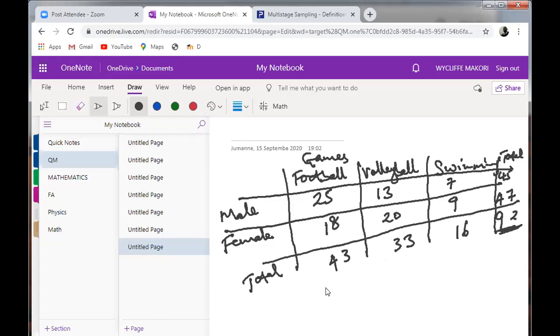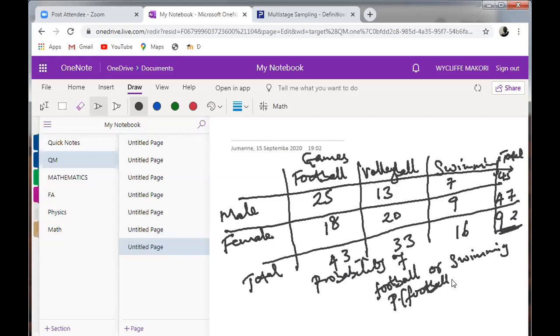Though you can be asked now something like this. Find the probability of picking a participant who is doing football or swimming. So you need to understand here, those who are doing football, all of them are 43. But this 43 is 43 out of the 92 people that we have. So the probability of football will be equal to 43 out of 92, out of this total.